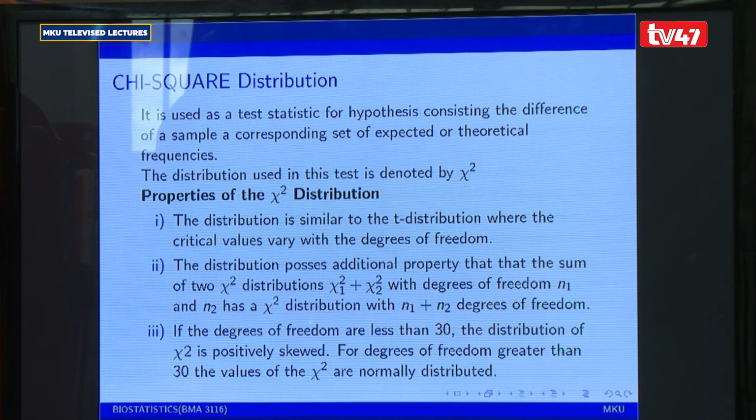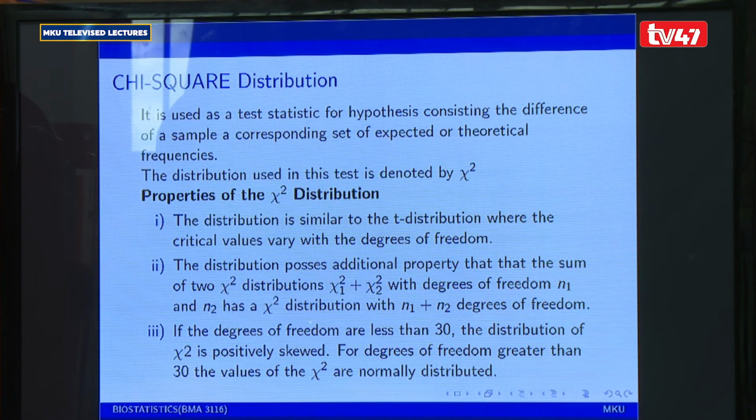Now, 2, the distribution has an additional property that the sum of 2 chi distributions, if you have a set of random variables following a chi, and another set following a chi, then you can have the two having a chi distribution with the degrees of freedom being the sum of the degrees of freedom in both distributions, which is important when you have to compare two tests which have the same chi distribution. You can use them as one with the degrees of freedom being the summation of the 2 individual distributions.